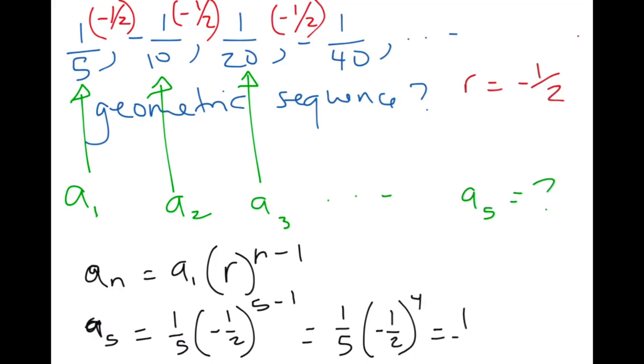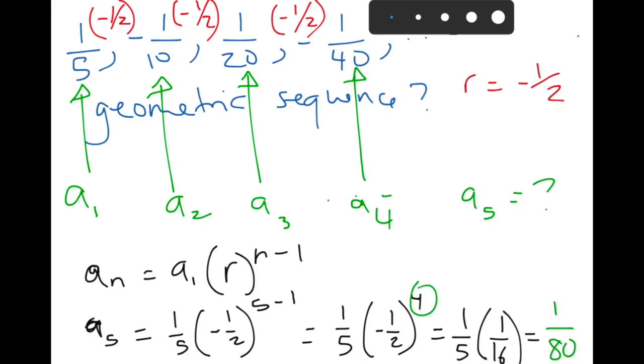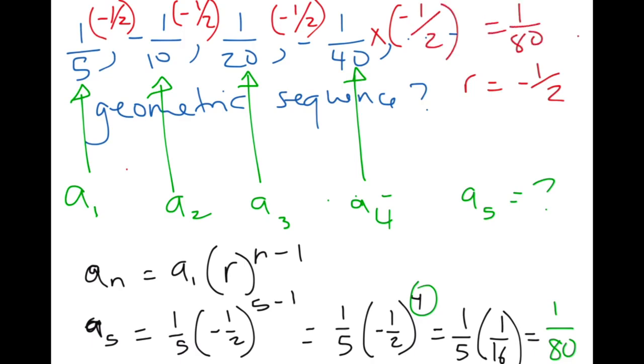That will be 1/5 times 1, and then of course the negative will go away. You have an even number here, so the negatives will cancel to 1 over 80, which makes sense. This is the 4th element, and when you multiply this number by negative 1 over 2, you get positive 1 over 80, which is the same answer that we got.